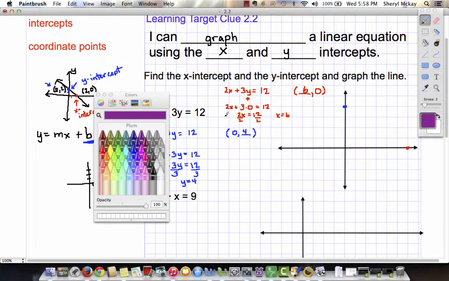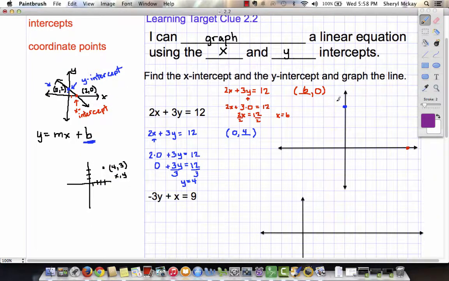So now all I have to do is draw my line by connecting my two points, which I'm not so good at drawing lines. Let's see if I can just make one this way. There we go. And when I draw a line, I want to put my little arrows on the end, because my line goes on and on and on forever. So now I've just graphed a line.